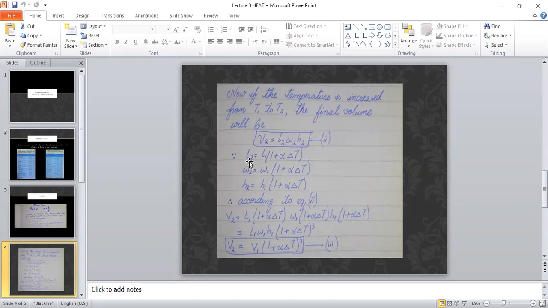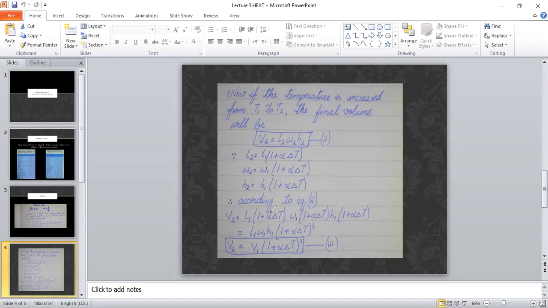Since we all know that L2 is equal to L1 into 1 plus alpha delta T, which we derived yesterday, W2 and H2 would be like this: W1 into 1 plus alpha delta T, H1 into 1 plus alpha delta T. Therefore, according to equation number 2, if we put in all these three values into the values of L2, W2 and H2, we'll get such an equation, right? After getting such an equation, we'll solve it.